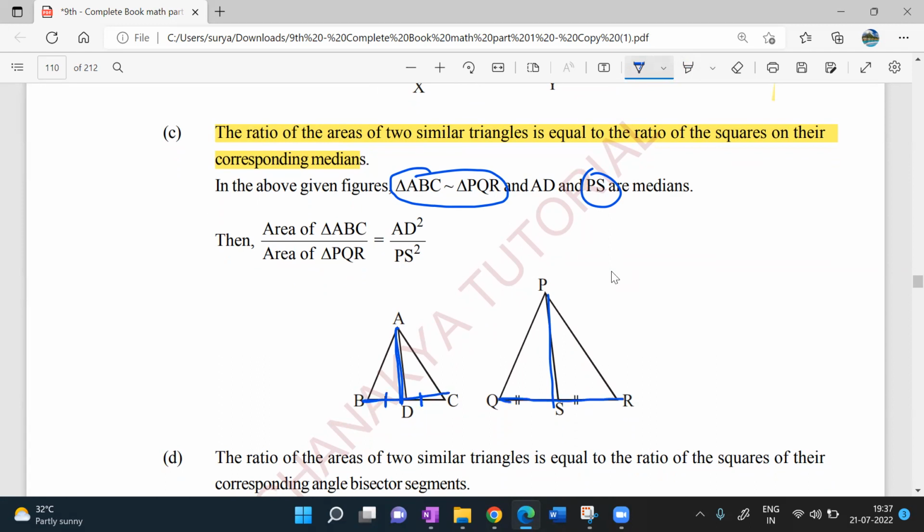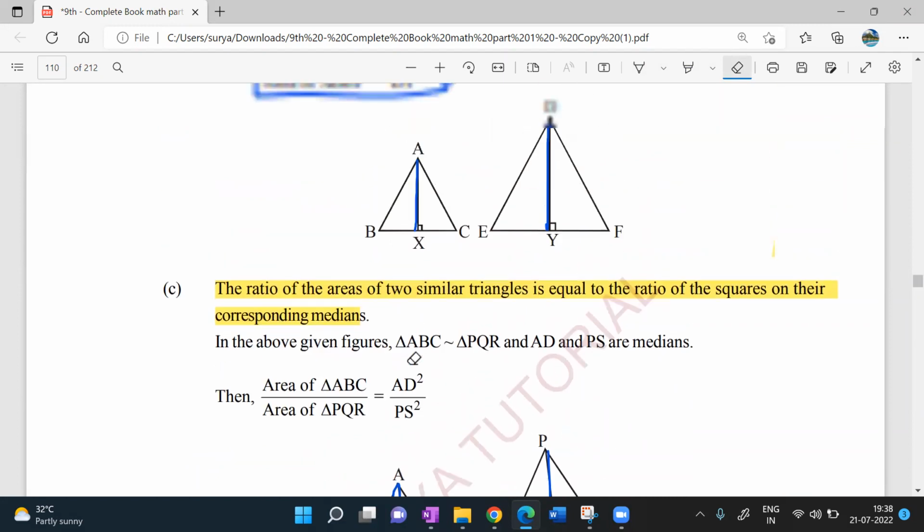Okay, QS and SR. So the ratio of the squares of the medians is also AD square divided by PS square. They are corresponding medians. Understand my point? Any doubts, children? Very important.